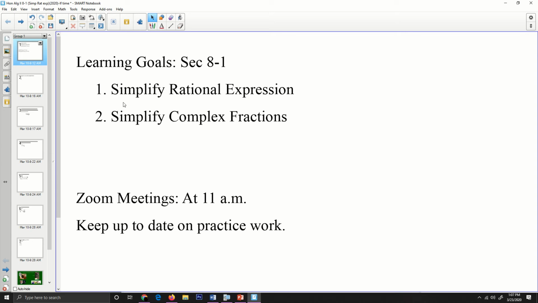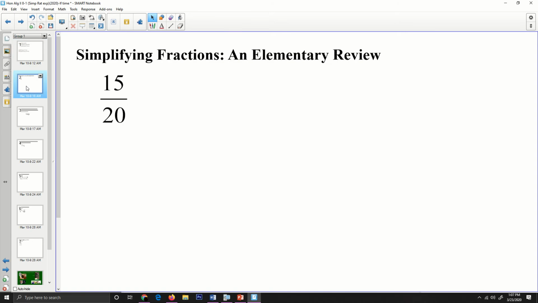Today we're going to be talking about simplifying rational expressions, and we're also going to be simplifying some complex fractions. So what I thought I would do is a simple review of what it means to simplify a fraction, and then we will apply that to something that's a little bit more challenging.